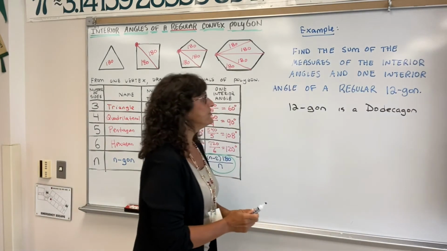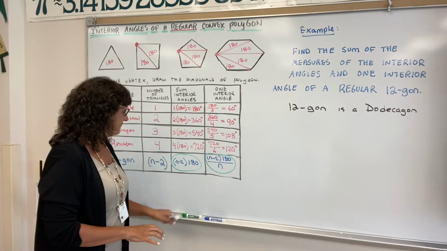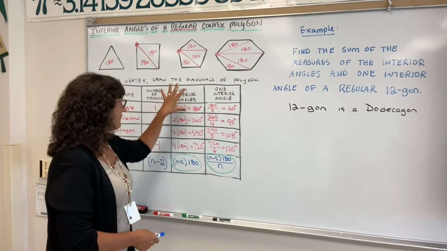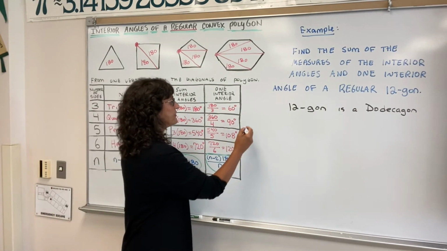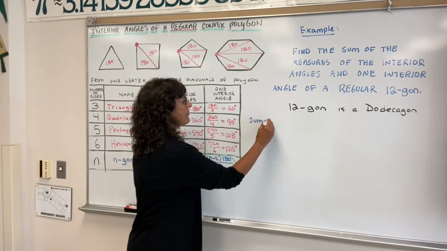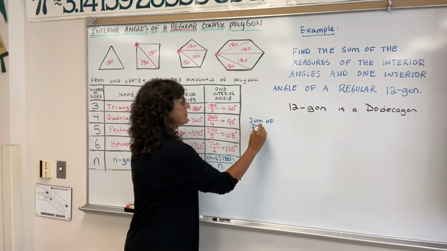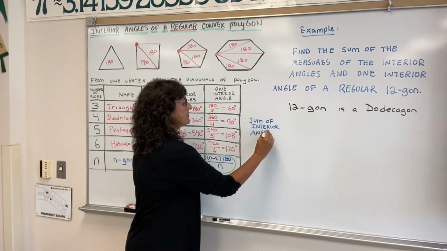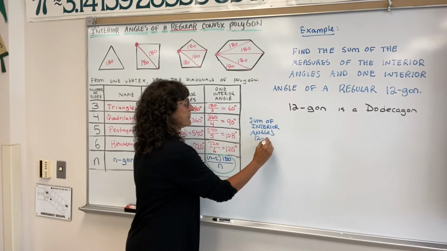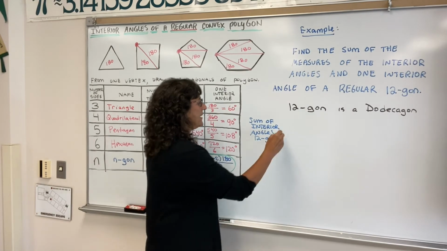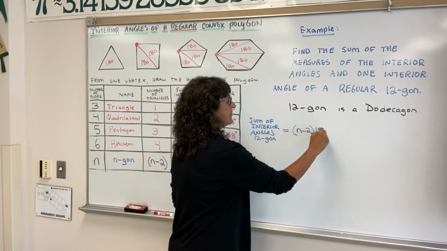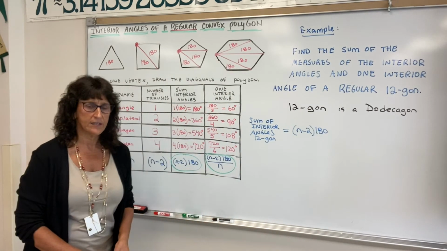So what do we want to do with this dodecagon? Let's find the sum of the interior angles first. Of the 12-gon. So what do we have for this sum? Well, the formula is n minus 2 times 180 degrees. That's the formula to find this sum.